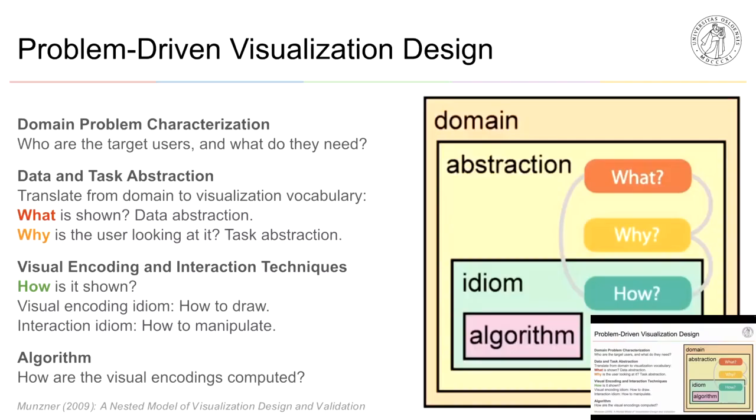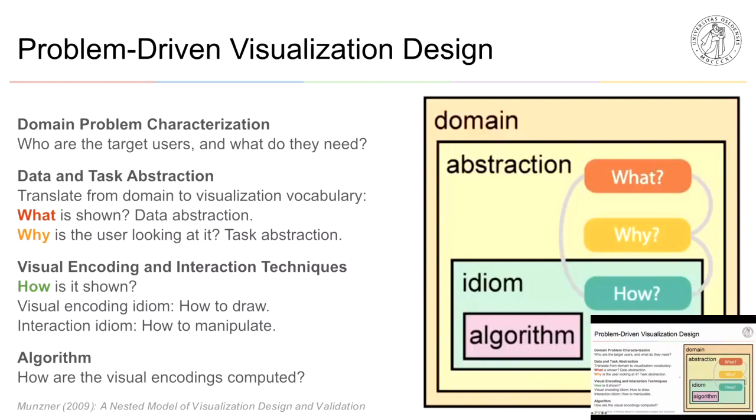And when you understand the problem that they are trying to solve, I've written it down, you can do this data and task abstraction. So that would be your next step. And in this step, you try to translate from the domain problem characterization to a visualization vocabulary. So you take the domain problem characterization that you made, and then you try to understand what you need to show. So that would be the data abstraction, and why the user is looking at it. That will be the task abstraction. And I will show you this after this slide.